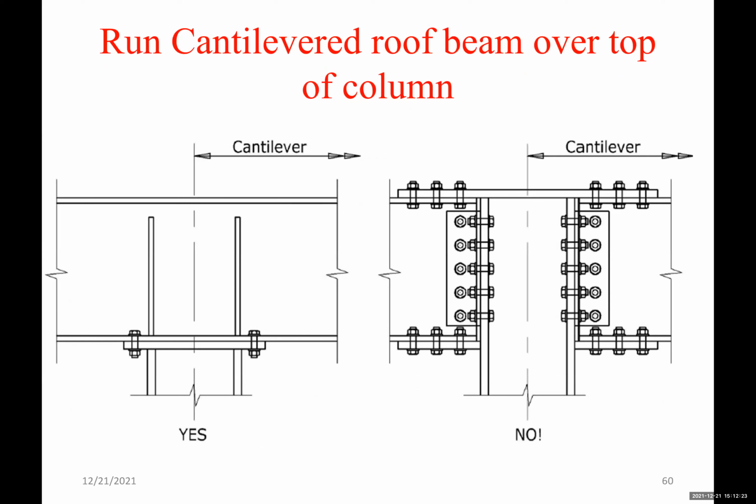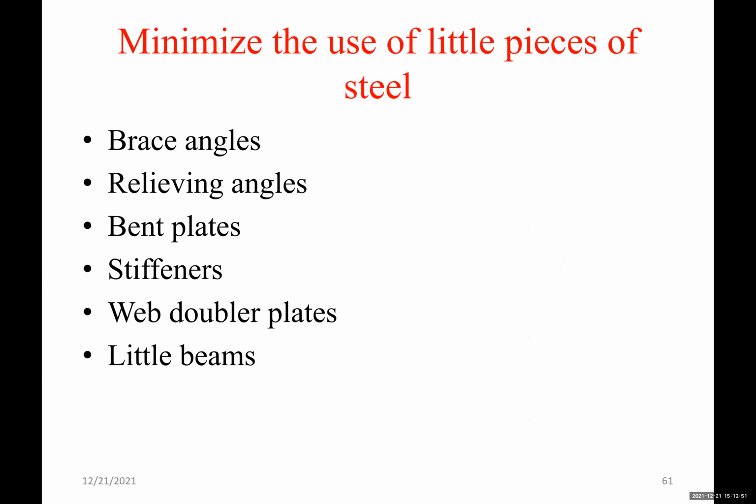Run cantilever roof beams over the top of the column. If it's a cantilever beam at the top where the column doesn't have to continue, this is simple. Just run the beam over the cap plate of the column, okay? So you will end up with a simple connection, maybe 4 bolts, like 2 bolts from each side of the web, instead of, as you can see in the figure on the right, where we have many bolts needed and a heavy moment connection.